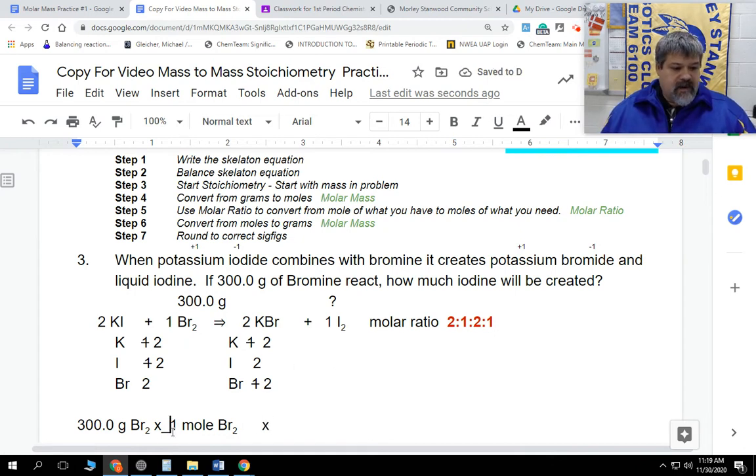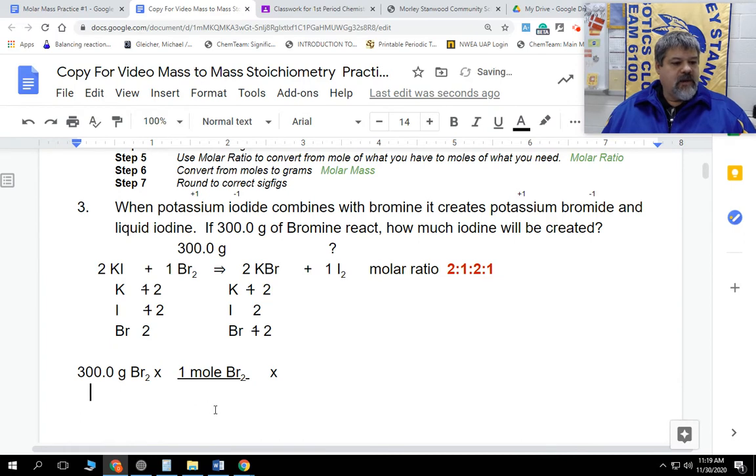And what are we going to put on bottom? Well, on bottom, and we're going to go ahead and underline this. And if I scroll down, on bottom, we're going to put our grams of bromine. And again, let's make it lowercase because that's what we're looking at.